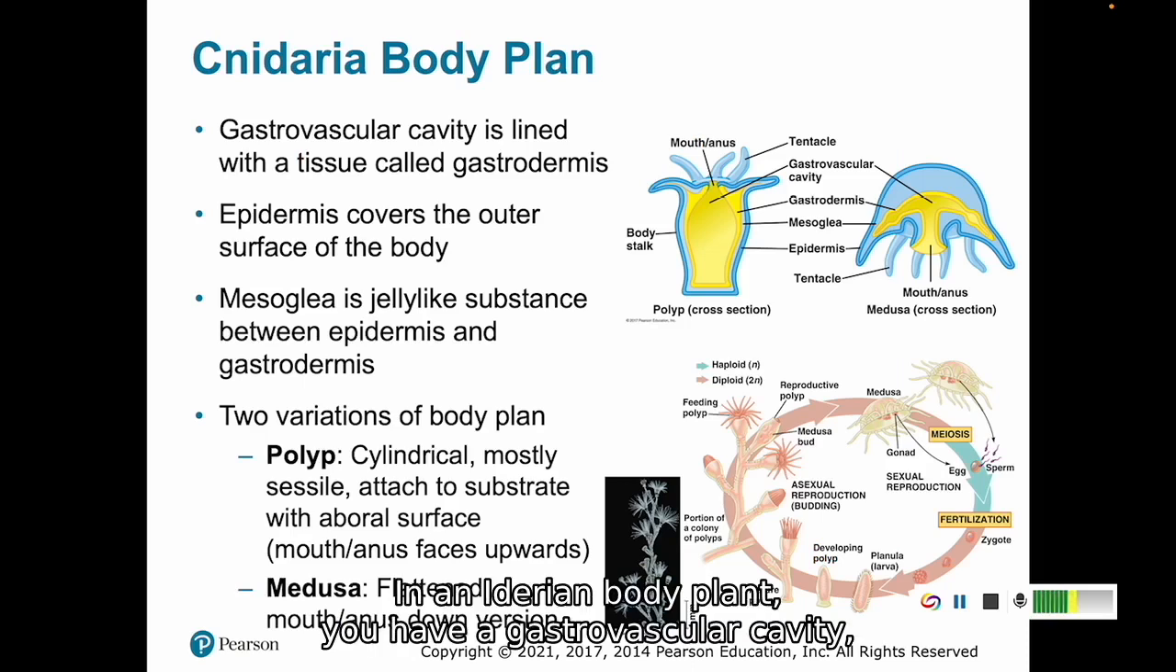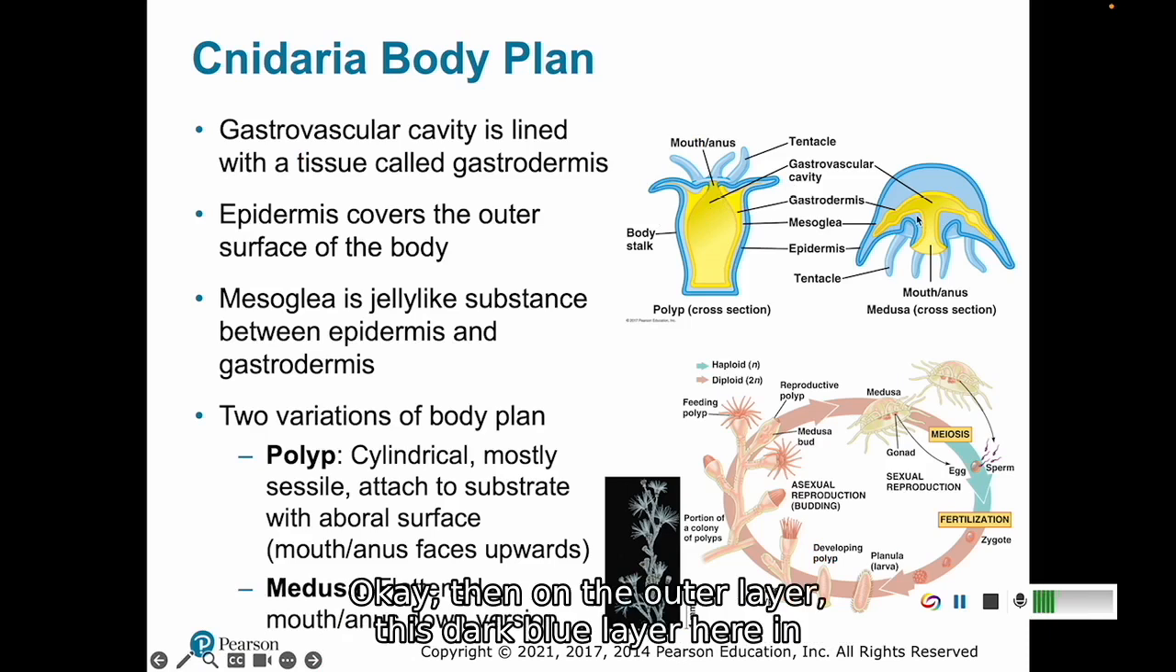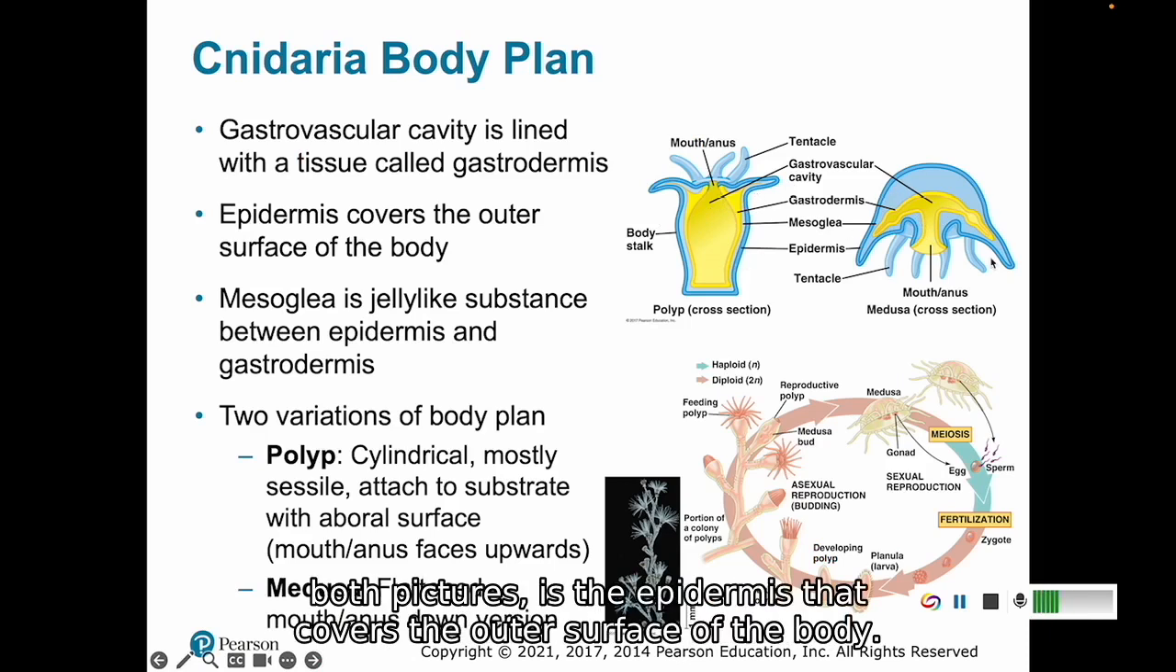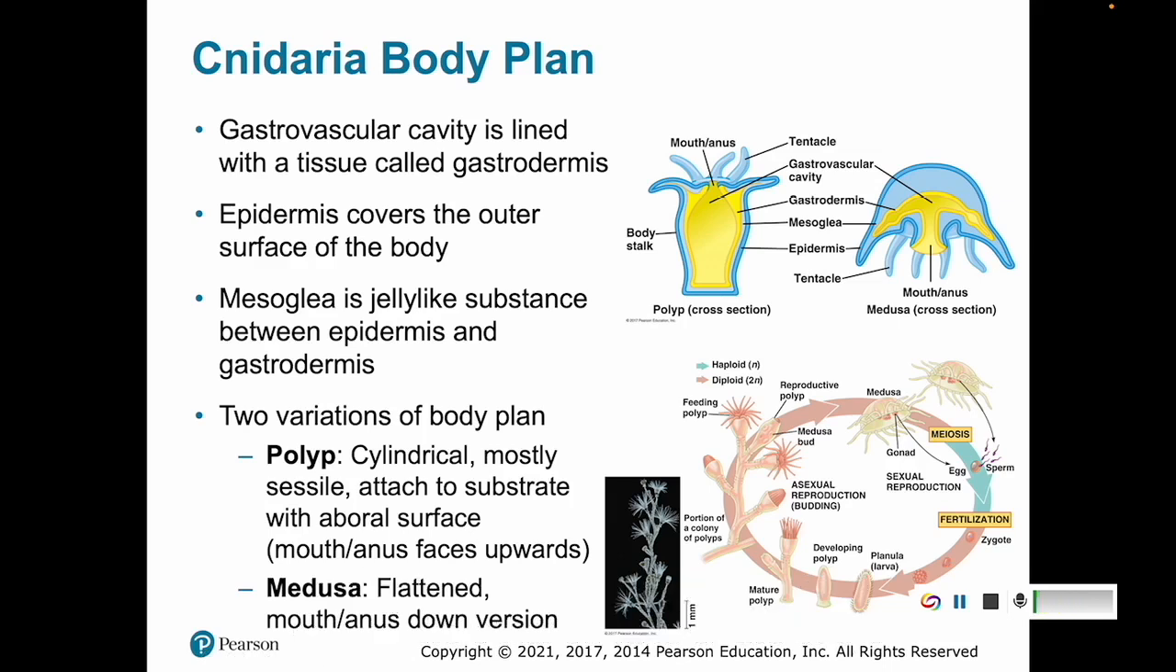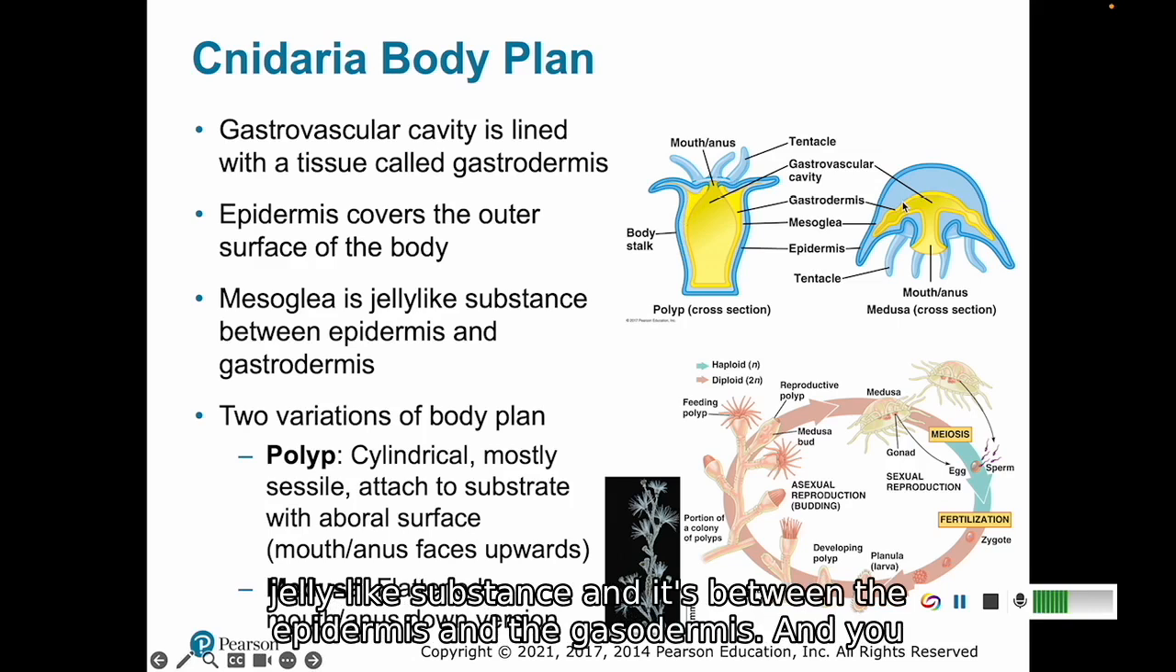In a cnidarian body plan, you have a gastrovascular cavity, and this is lined with a tissue called the gastrodermis. Then on the outer layer, this dark blue layer here in both pictures, is the epidermis that covers the outer surface of the body. Then there's this light blue stuff called the mesoglea. This mesoglea is a jelly-like substance, and it's between the epidermis and the gastrodermis.